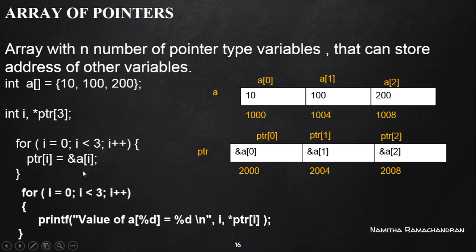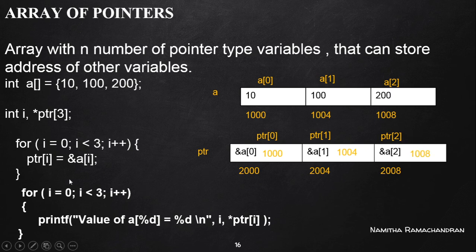Right? So while executing this particular loop, what happens? This address of A of 0, which is 1000, is stored here in this particular location. That means PTR of 0 is initialized with the address of A of 0. And next, PTR of 1 is initialized with the address of A of 1, that is 1004. And this PTR of 2 is initialized with the address of A of 2, that is 1008.